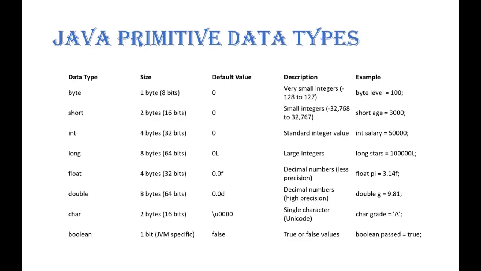There are a total of 8 primitive types in Java. They are the built-in types of Java. They are byte, which stores 1 byte with default value 0, short with 2 bytes and default value 0, int with 4 bytes and default value 0, long with 8 bytes and default value 0L, float which holds decimal values with 4 bytes and default value 0.0F, double with 8 bytes and default value 0.0D, char with 2 bytes and storing Unicode characters, and boolean with 1 bit, storing 0 and 1 or true or false values.